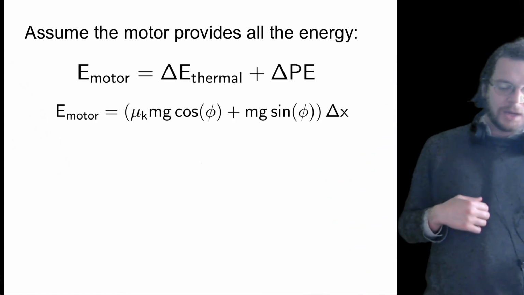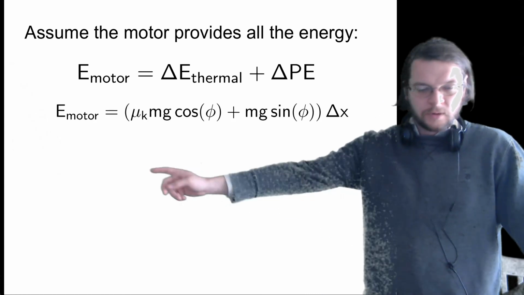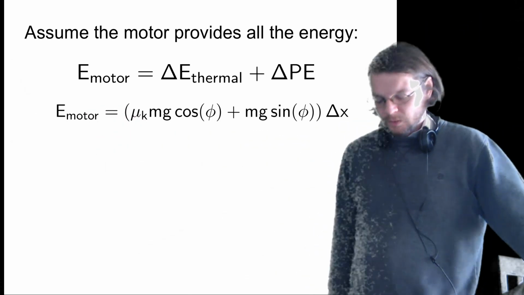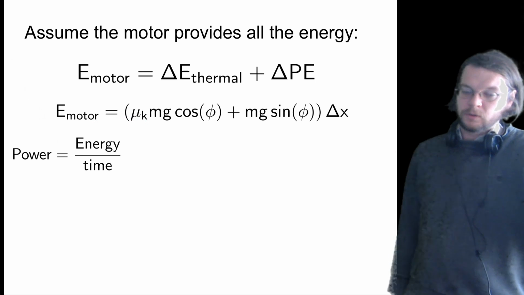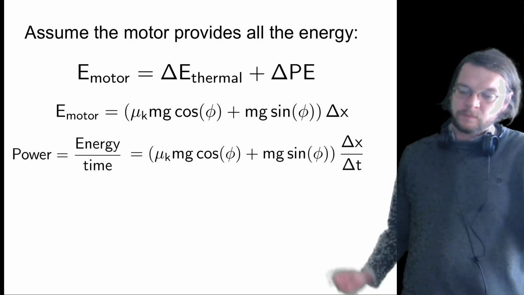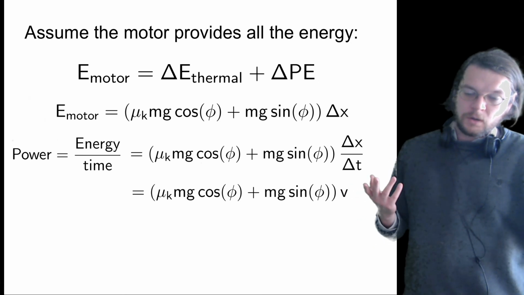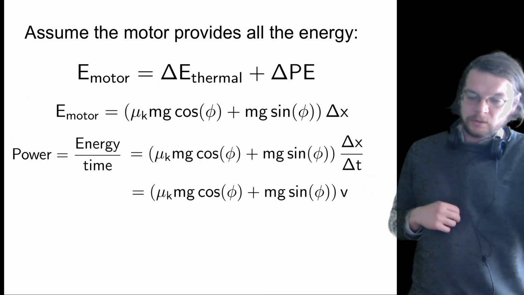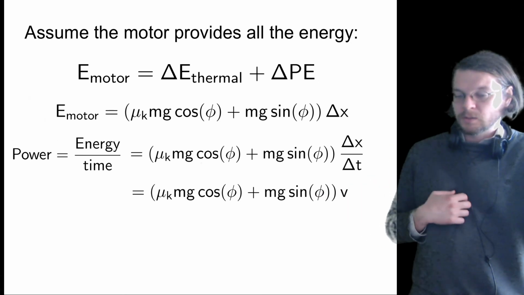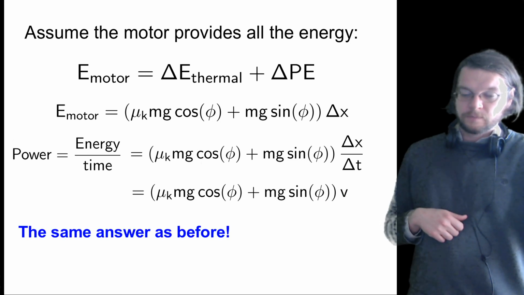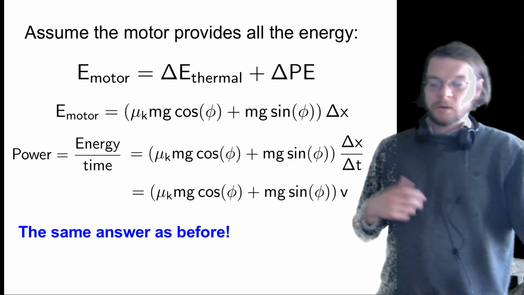That's happening over some time interval. And again, they don't sell motors according to how much energy they can produce. It's energy per second. And so we have to divide this by some time interval. Delta x over delta t gives you a velocity. And so now you can calculate the power. And lo and behold, we find that it's the same equation. Yay! Physics works. All right. So the same answer as before.